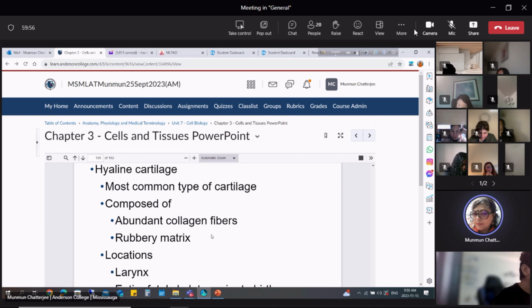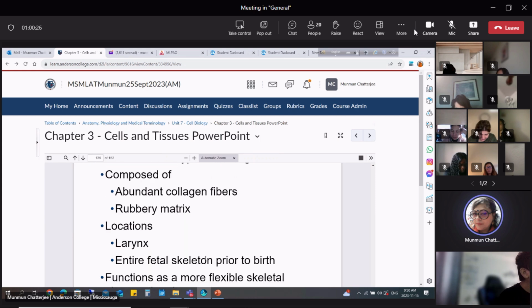Abundant collagen fiber and a rubbery matrix so that it can give you cushioning. Where can you find it? In the larynx. What is that? Our voice box. It needs to be soft. It needs to be guarded. It needs to have a structure, but it can't be that hard, because when we pass the air, it has to move, bend, and relax. That's why the larynx is made of, and where we can find, hyaline cartilage.